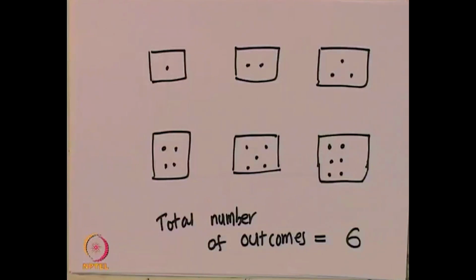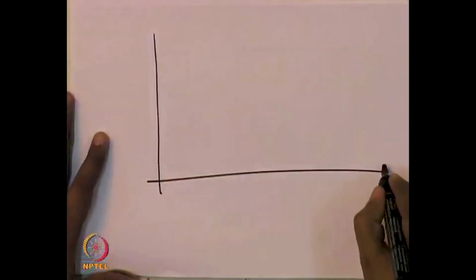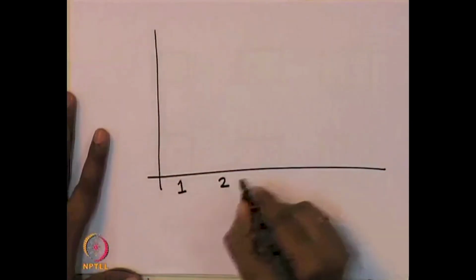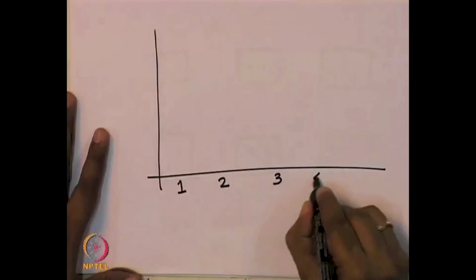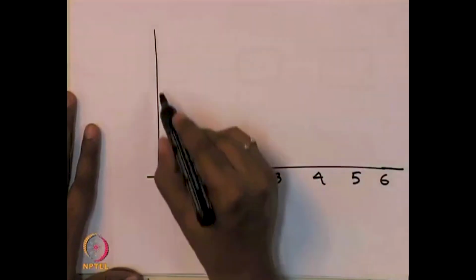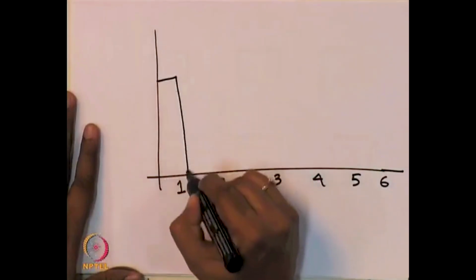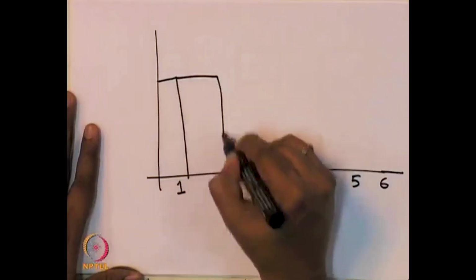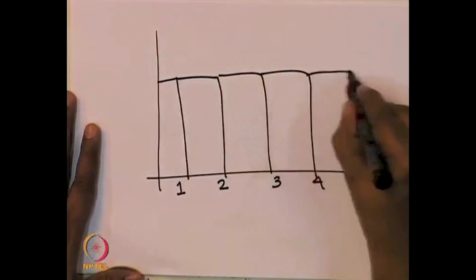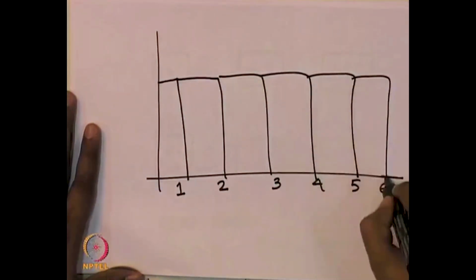So, if you do this 6000 times and draw this graph, how many times you got 1, how many times you got 2, how many times you got 3, 4, 5 and 6, you would get like 1000 times 1, another 1000 times 2, 1000 times 3, 1000 times 4, 1000 times 5 and 1000 times 6.